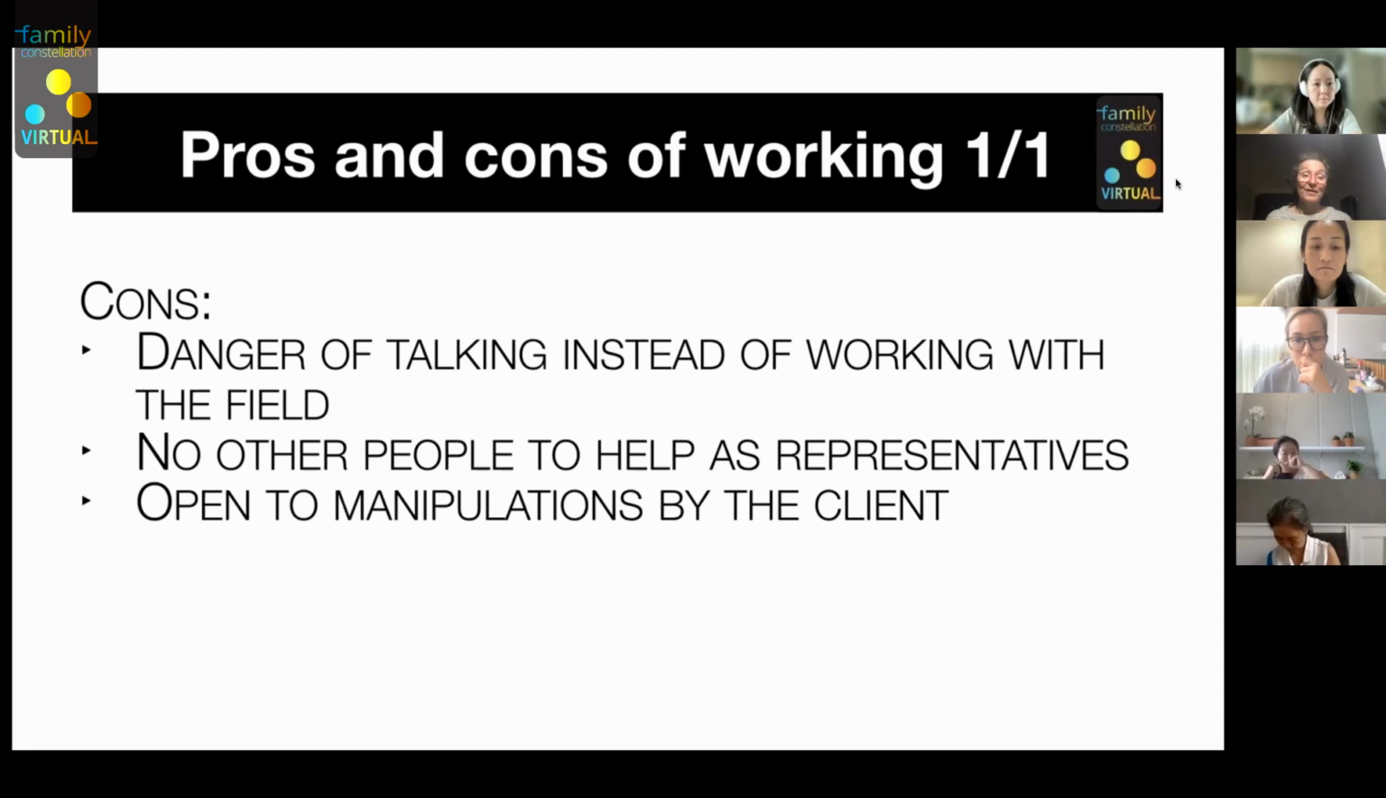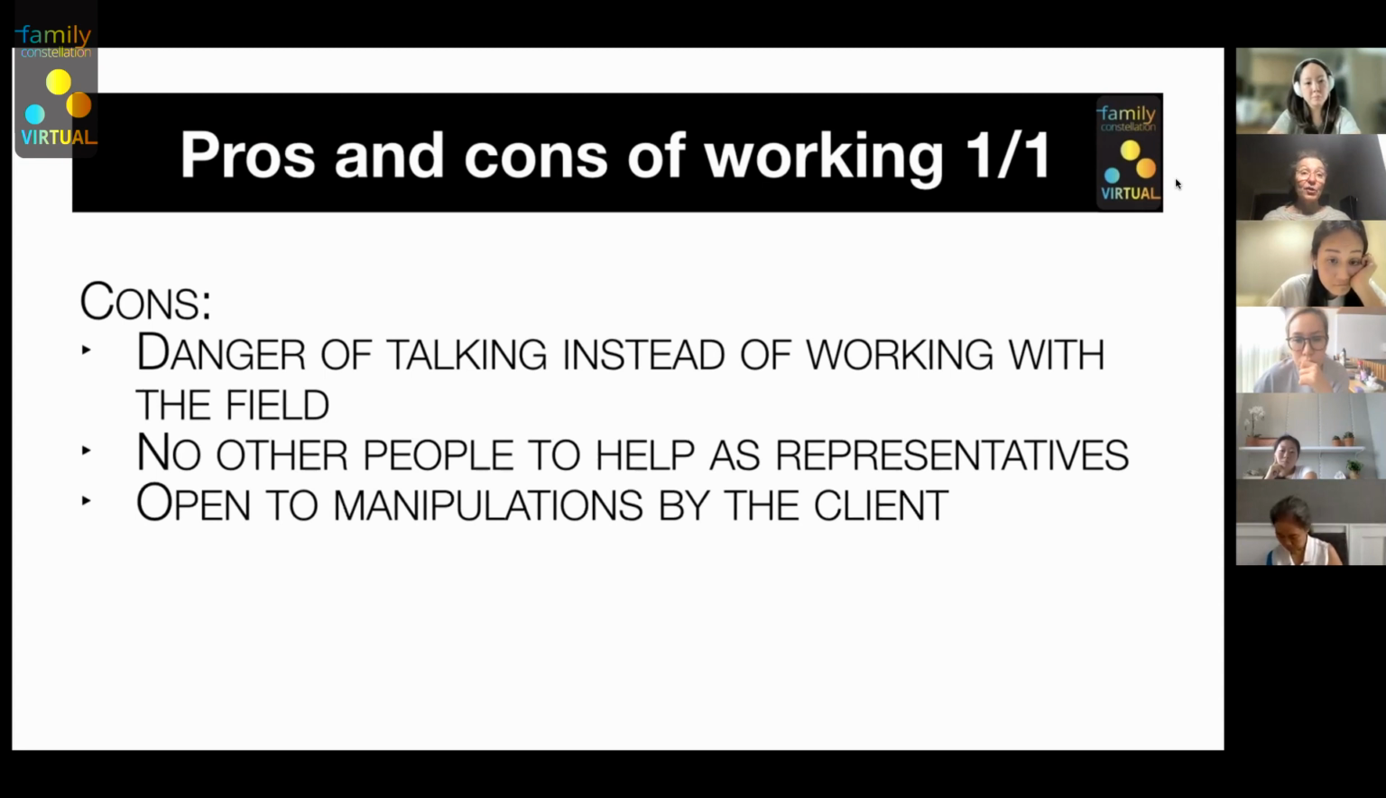For example, you want to do a family constellation and your client is still talking, and you realize, oh my gosh, we are actually going into this chit-chat situation instead of actually doing the work. And then you would intervene and say, okay, let's do the work. Let's go back to the work.